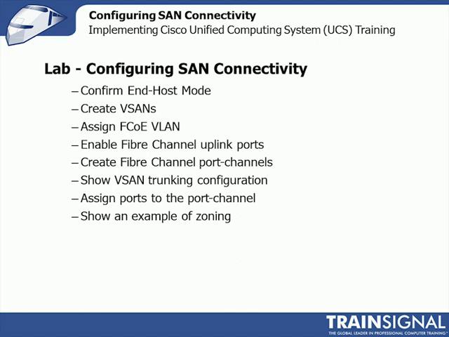I showed you to enable Vsan trunking. You go into the SAN tab, pick the Fabric A or Fabric B, and select it there on the left. We assigned ports to the port channel, which we did when we created the port channel.